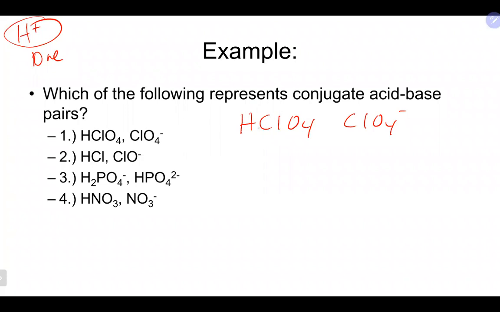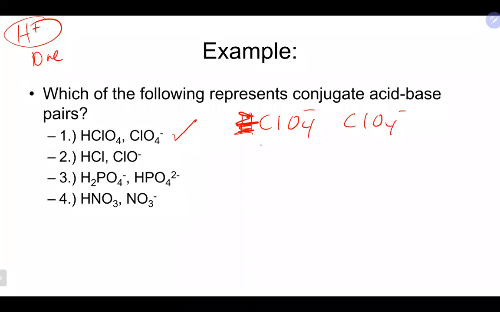So I'll take the first one and take off an H plus, which means I'm going to get rid of the H. So that's good. And when we lose the plus, we become one more negative, which means it's neutral at this point. It would become negative one, which means they match. So that would definitely be a pair in that case.